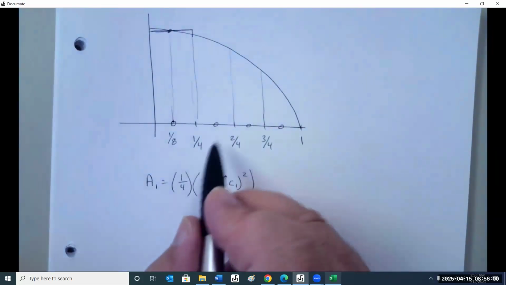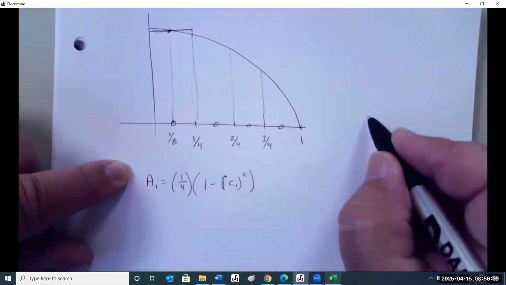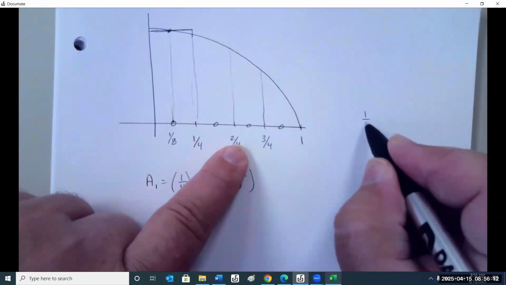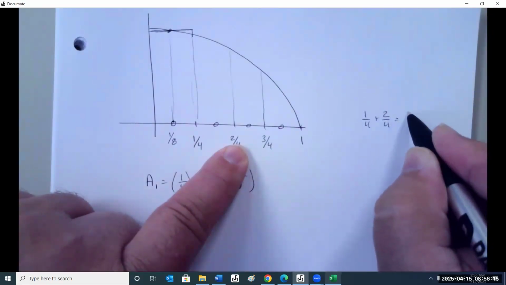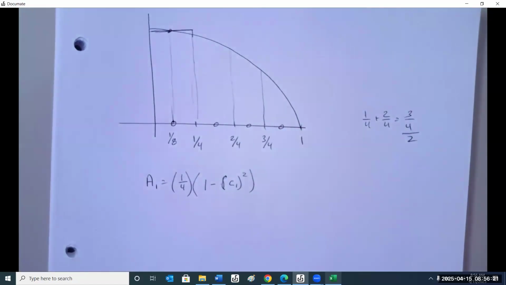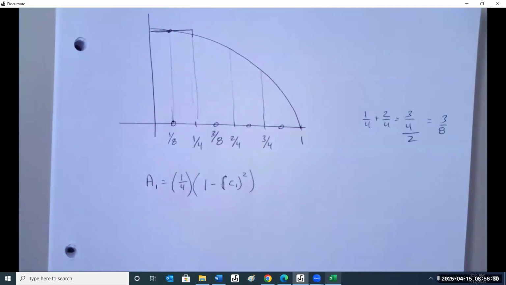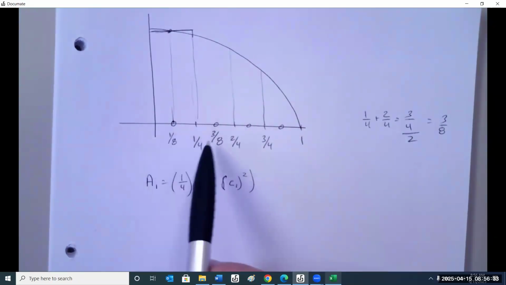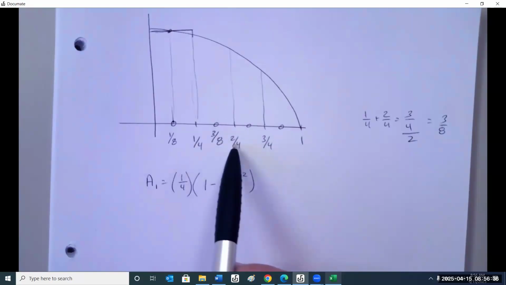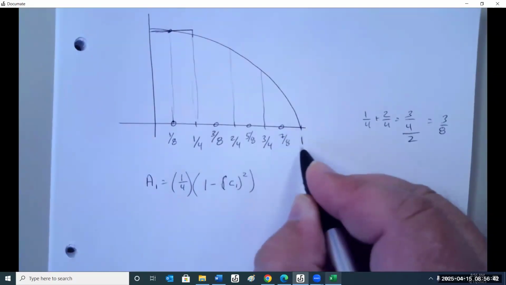What's the midpoint between 1/4 and 2/4? So we take these two, add them together. 1/4 plus 2/4 is 3/4, and divide by 2. So it becomes 3/8. If you look at it, it goes 1/8, 2/8, 3/8, 4/8. This is going to be 5/8, 6/8, 7/8, and that's 8/8.